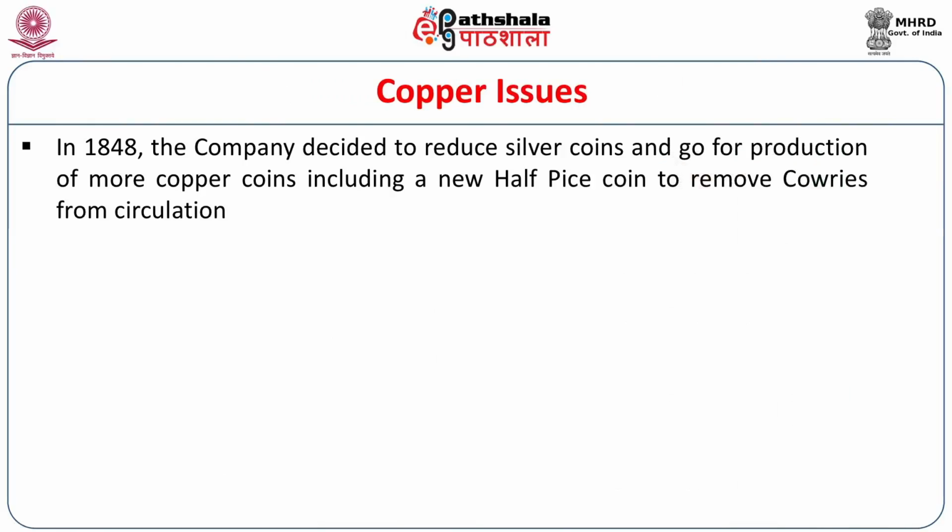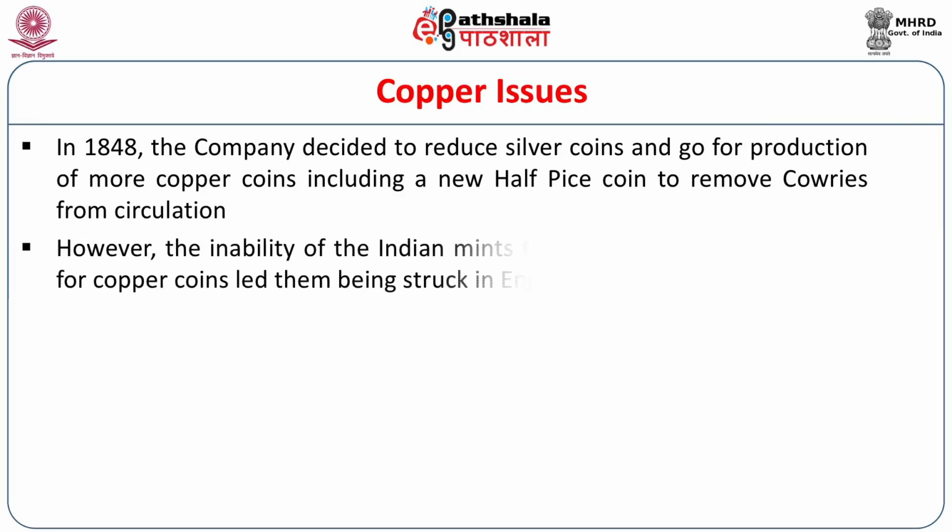The copper issues of the East India Company were implemented for a very long time. In 1848, the company decided to reduce the number of silver coins for low denominations and decided to also remove the practice of using cowries as a mode of exchange. A new half pice coin was introduced to actually implement the removal of cowries from circulation.